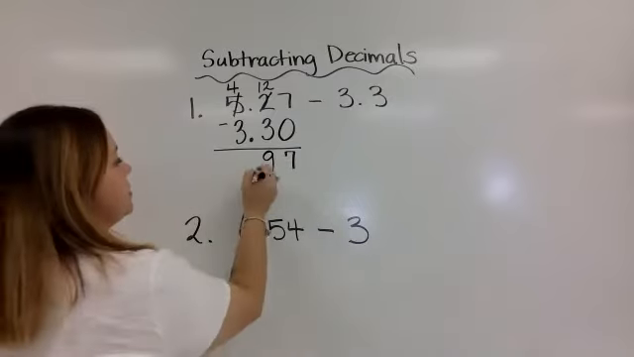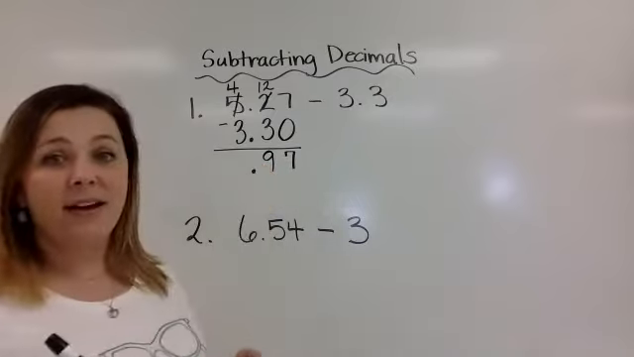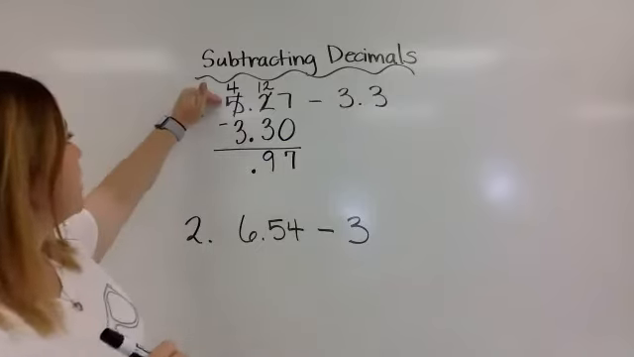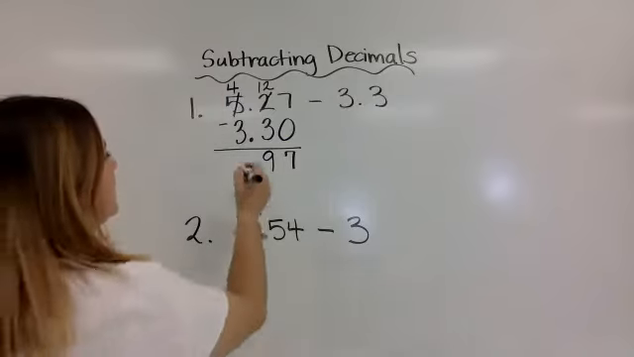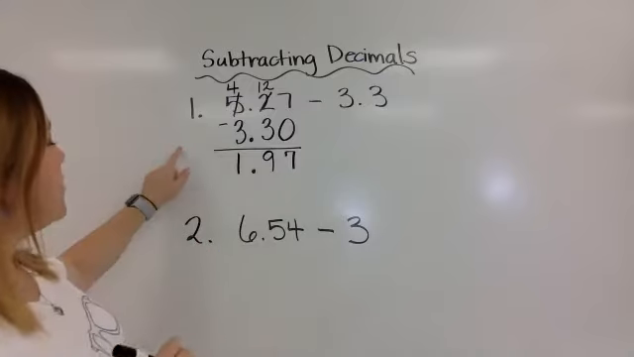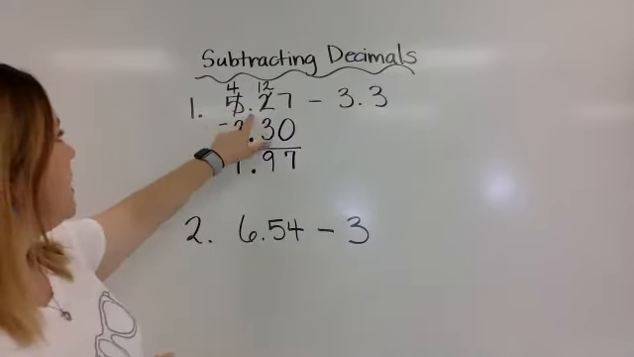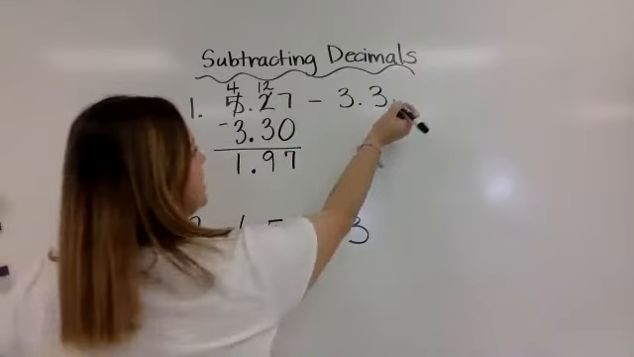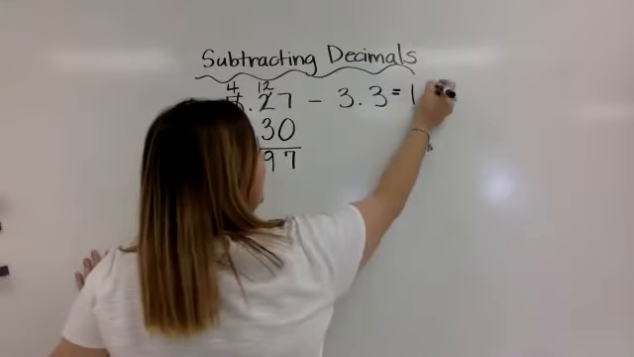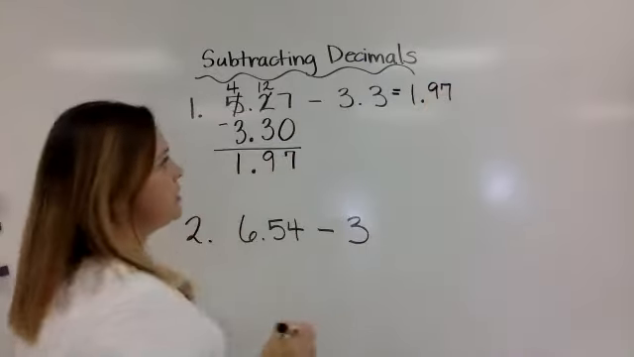Don't forget to bring your decimal down so you don't forget about it at the end. And now I can subtract the ones place. 4 minus 3 equals 1. So therefore, 5 and 27 hundredths minus 3 and 3/10 equals 1 and 97 hundredths.